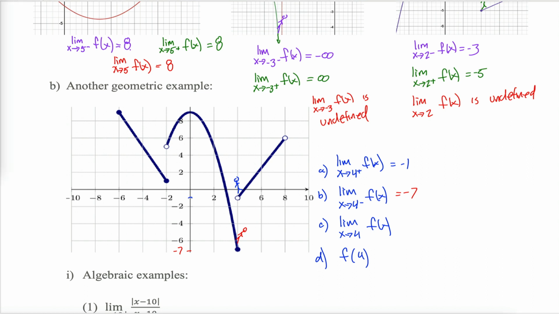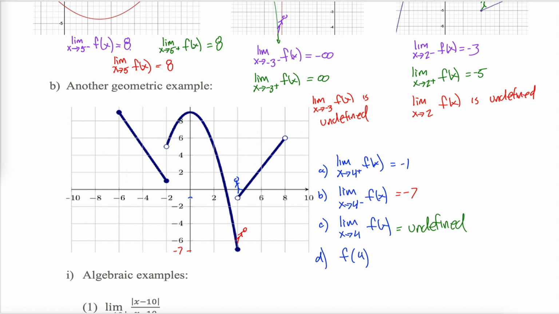Oh, right, two-sided limits. What was that again? Two-sided limits are the easiest if you've already figured out the two one-sided limits. If you see the same number here and here, that's your answer down here. If you see a different number here and here, then your answer down here is that the limit is undefined.